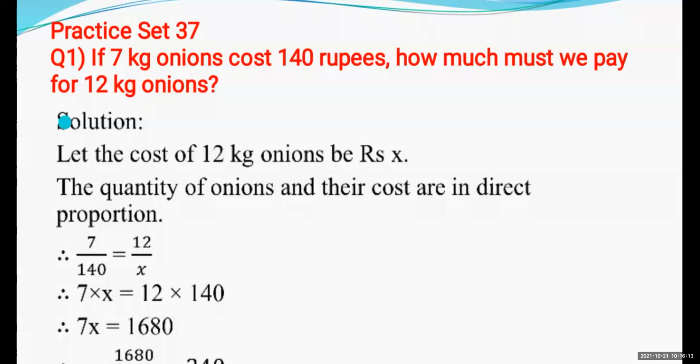Okay, now we'll start with the practice sums, practice set 37. First question. See, in the first question it is given: if 7 kg onions cost 140 rupees. Same as the first sum, look. What is the cost of 7 kg onions? 140. How much do we pay for 12 kg onions? For 12 kg, how many rupees do we have to spend? See, read the question properly.